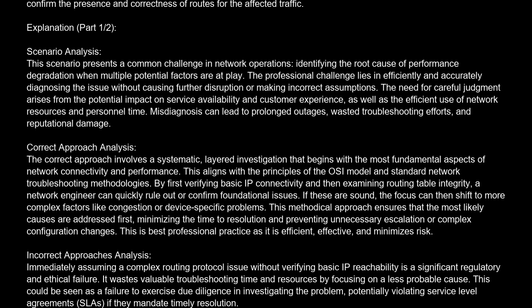The professional challenge lies in efficiently and accurately diagnosing the issue without causing further disruption or making incorrect assumptions. The need for careful judgment arises from the potential impact on service availability and customer experience, as well as the efficient use of network resources and personnel time. Misdiagnosis can lead to prolonged outages, wasted troubleshooting efforts, and reputational damage.